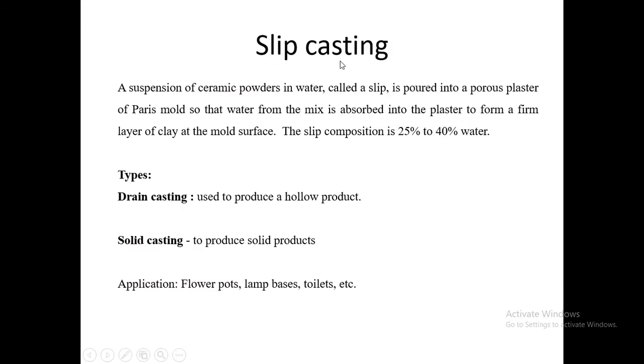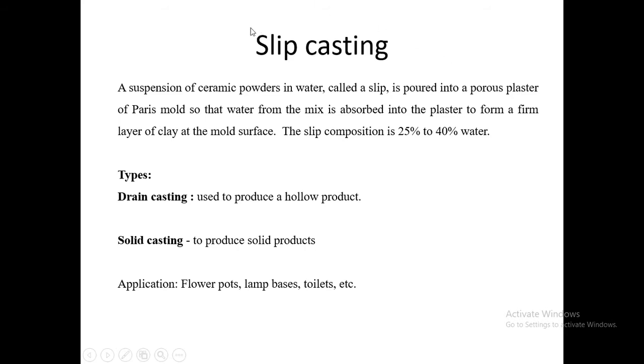So now I will be explaining slip casting. So what do you mean by a slip? Slip is nothing but a suspension of ceramic powder in water. You can see here, a suspension of ceramic powder in water is called a slip. It is poured into a porous plaster of Paris mold.